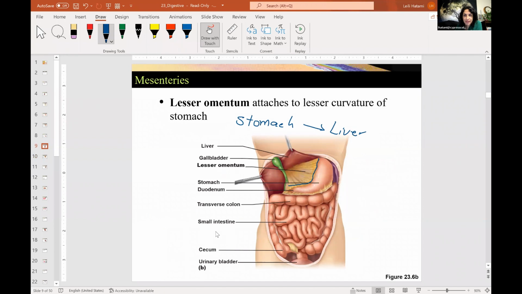Let me go back. Here you can see actually a portion of the greater omentum. That is the greater curvature of the stomach, to which the greater omentum is attached, and like an apron, it goes down and then folds up, covering the small intestine, and then attaches to the transverse colon.